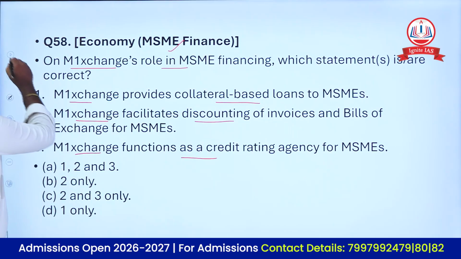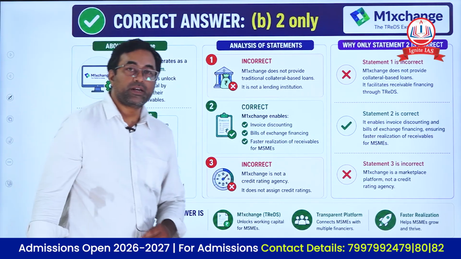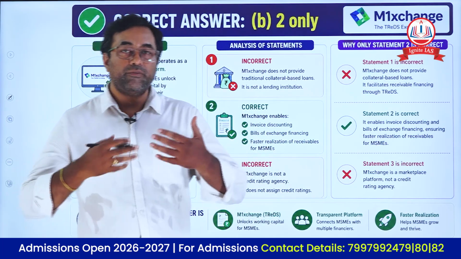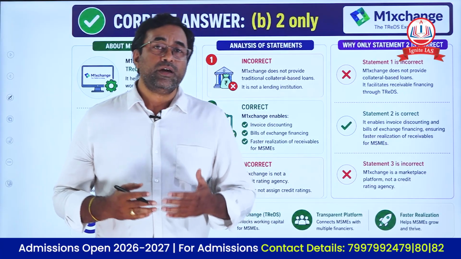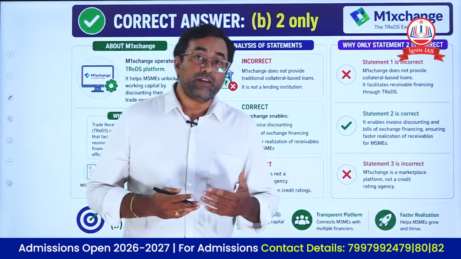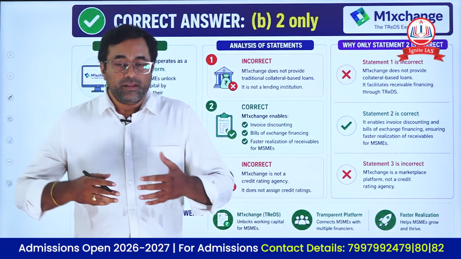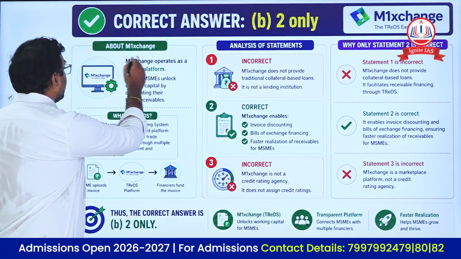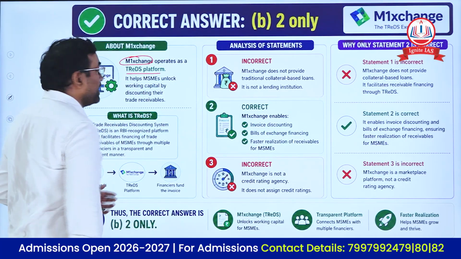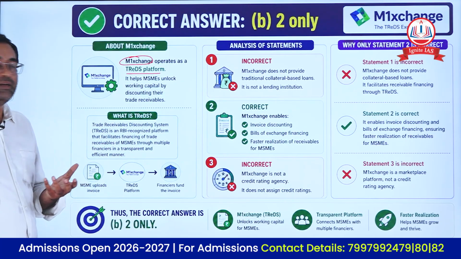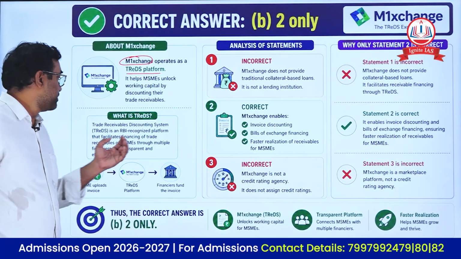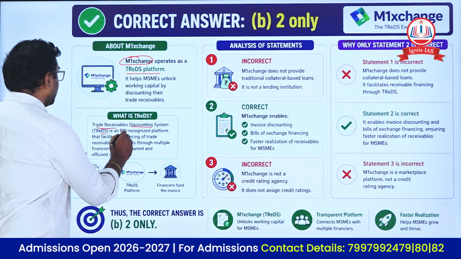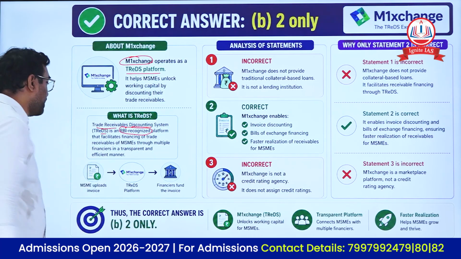MSMEs are very important for the development of the country. They support exports, they support demand, ample numbers of goods are being produced, and significant foreign investment is coming into MSMEs. To support these MSMEs, the government has come up with M1 exchange. It is considered one of the TREDS platforms created by the government to support MSMEs. So what does TREDS mean? You can see here, Trade Receivables Discounting System. It is an RBI recognized online platform.